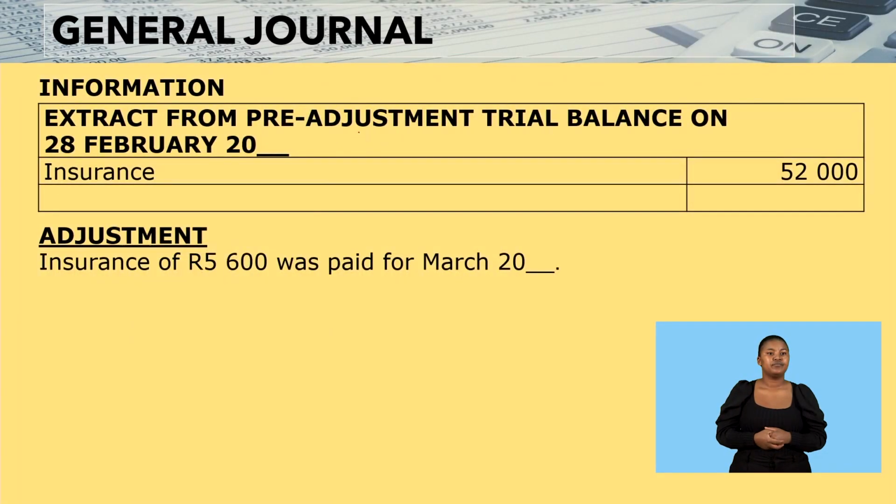With me here, I have an activity that I want us to do together, and it reads: information extracted from the pre-adjustment trial balance on 28 February. Insurance in the trial balance, 52,000. Then the adjustment reads: insurance of 5,600 was paid for March.